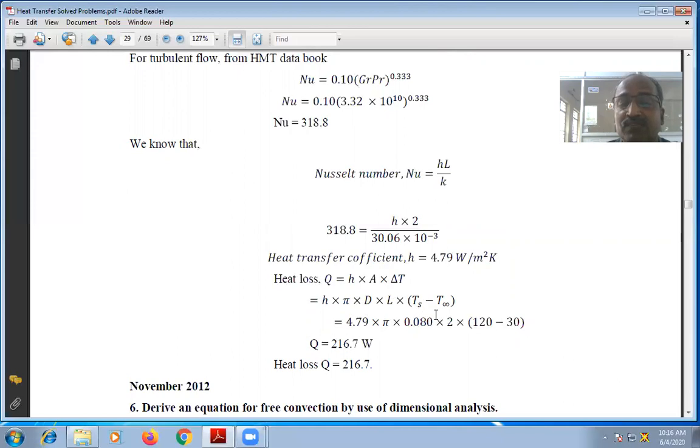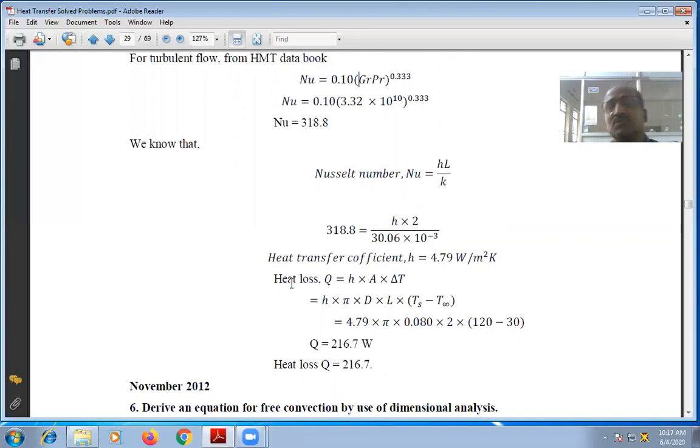The temperature difference: the temperature of the surface of the object is 120 and the temperature of the surrounding is 30. Only two temperatures are there in the given problem. So 4.75, this is H, pi, diameter is 80 millimeter, that is 0.08 meter, L is 2 meter, 120 degree minus 30 degree. The heat loss is 216.7 watt. So this is the heat loss we had to find out.